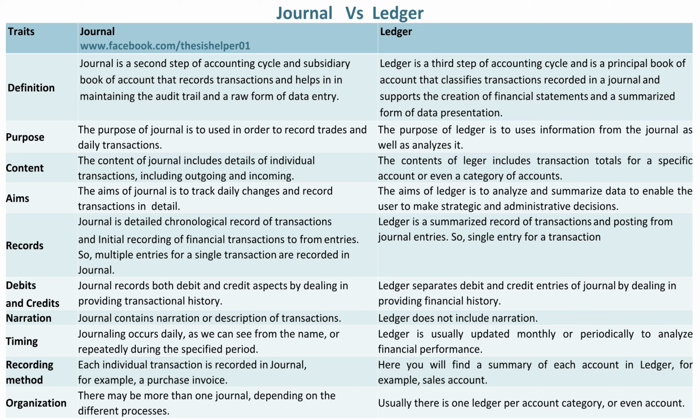Journaling occurs daily, as we can see from the name, or repeatedly during the specified period. Whereas, ledger is usually updated monthly or periodically to analyze financial performance.